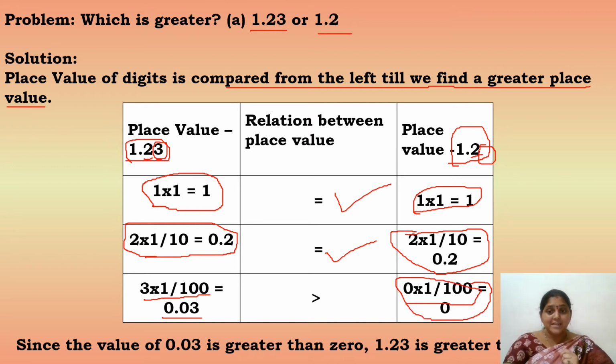Now what is the relation here? 0.03 is greater than 0, right? The value is greater. Now, can you tell which is the greater number? Yes, since the value of 0.03 is greater than 0, 1.23 is greater than 1.2. This is how you are going to compare your decimal numbers using the table.